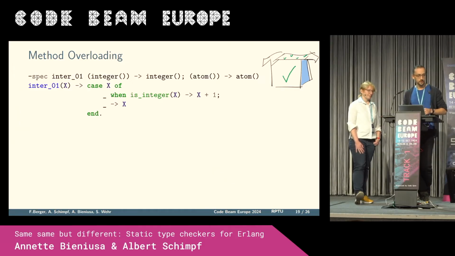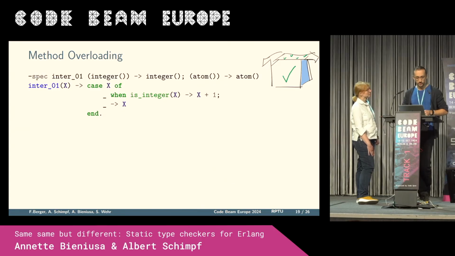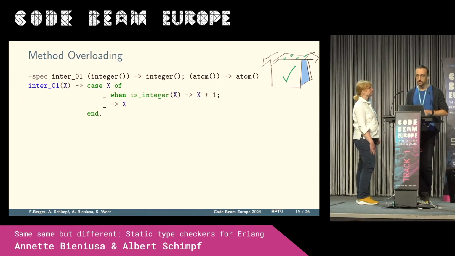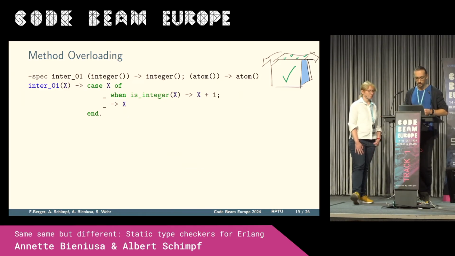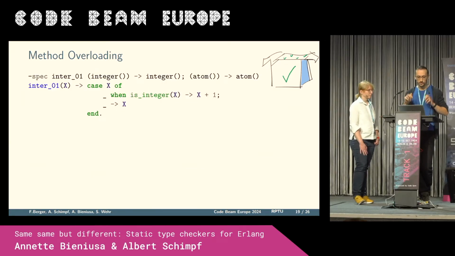Another case is method overloading. So in Erlang, type spec allows us to have multiple definitions, multiple function headers for the same method body. And this is nice because we can overload the same function with 2 different functionalities, mapping integer to integer and mapping atom to atom. So we can consider this method body of having the same type. This is a test case from us. Everything is okay because in this branch we process the integers, and in this branch we process everything else, and this is the atoms, mapping atom to atom.